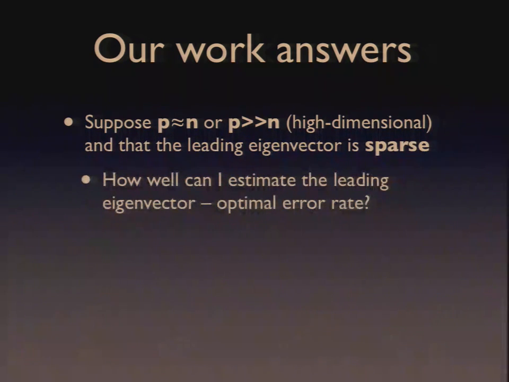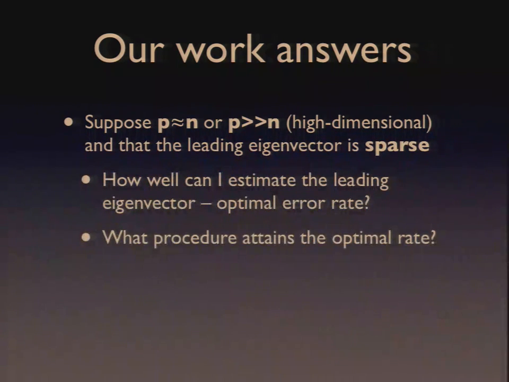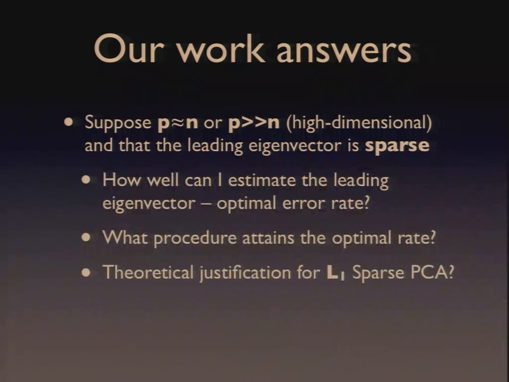So our work answers the following questions. How well can I estimate the leading eigenvector? What's the optimal error rate? What's the best I can do? What procedure attains this optimal rate? And so L1 penalization, L1 constraints are very popular. Is there a theoretical justification for using L1 constrained PCA?